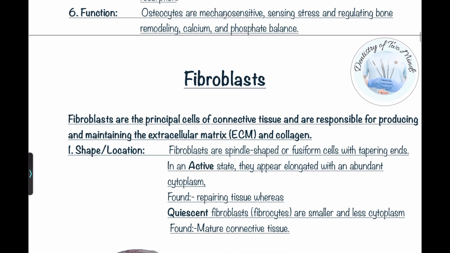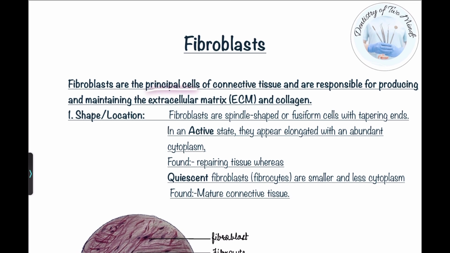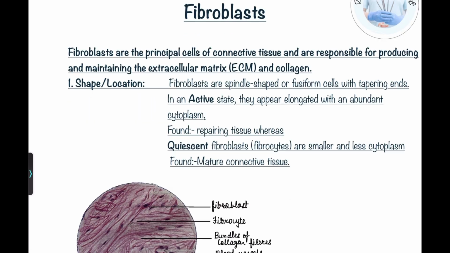Talking about the next cell, fibroblast. Fibroblasts are the principal cells of connective tissue and are responsible for producing and maintaining the extracellular matrix and collagen. Fibroblasts are spindle-shaped cells found in connective tissue. In an active state, they appear elongated or larger with an abundant cytoplasm. They are found in repairing tissues, whereas quiescent fibroblasts are smaller with less cytoplasm. They are found in mature connective tissue.